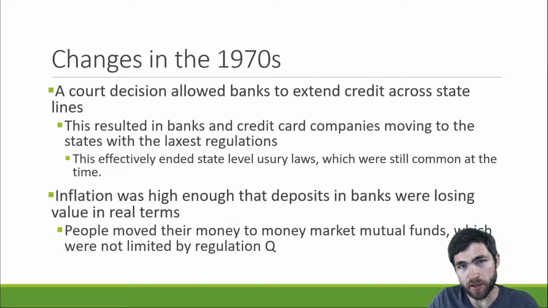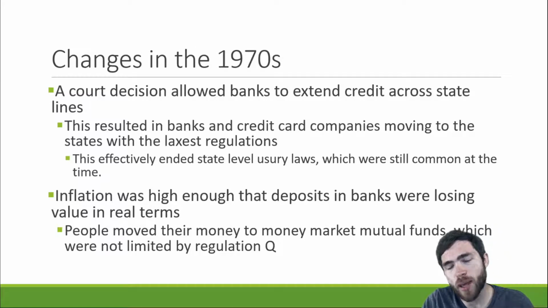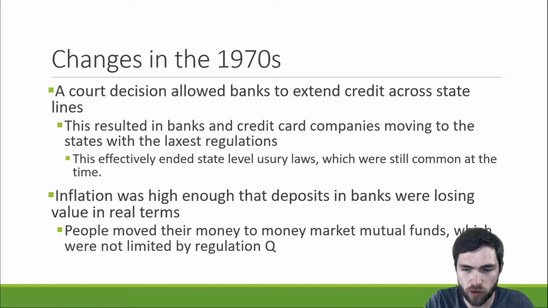What was also happening in this time, because of stagflation, inflation was so high that deposits held in savings accounts at banks were actually losing value in real terms. So people were moving their money out of banks to money market mutual funds, which had a higher rate of return and were not limited by Regulation Q. This is essentially a product offered by other sorts of financial institutions that behaved a lot like a bank account, but was exposed to more financial market risk, thus also earning a higher rate of return.